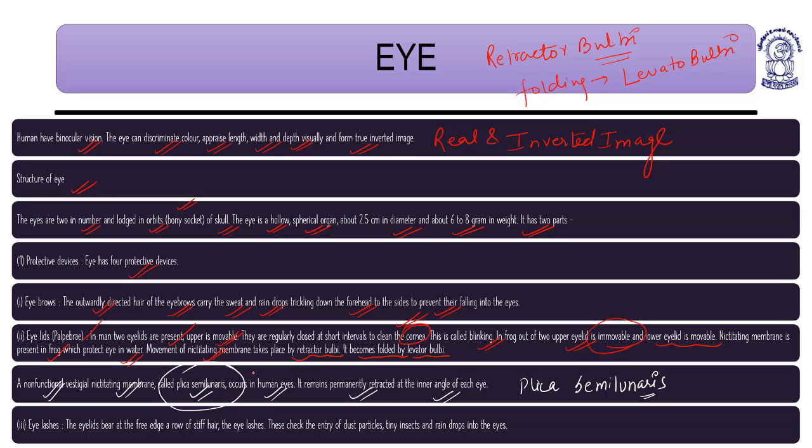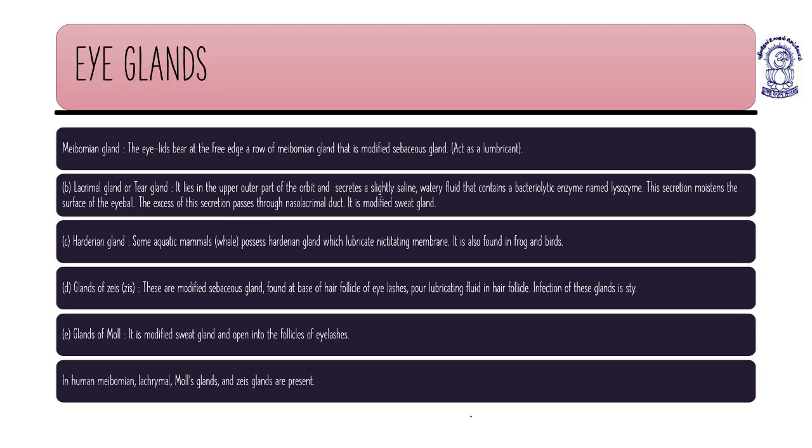Then come eyelashes. The eyelids bear at their free edge a row of stiff hair known as eyelashes. They check the entry of dust particles, tiny insects, and raindrops into the eyes. So it is also protective in function. Then come the eye glands. The first is the meibomian gland.